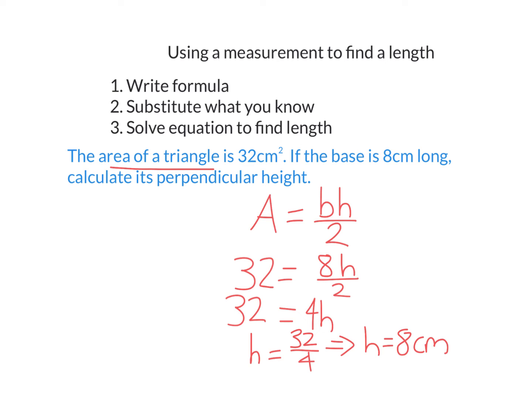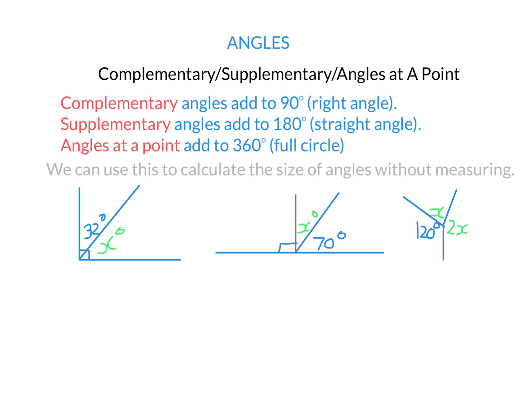All right, let's now move on to angles. So I'm sure you know what an angle is, but what we did this year was we looked at using geometric reasoning. That's where we calculate the size of an angle without measuring, so no protractors needed. So there's heaps of different types of angles you need to know. We're going to start off with these 3.